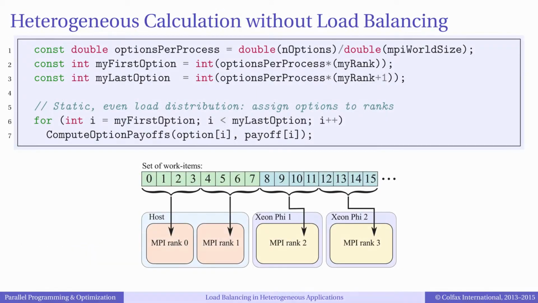One trivial choice is to assign the same amount of work to each MPI process, regardless of whether it is running on Xeon or on Xeon Phi. It is obvious that, in this case, some processes will be overloaded and some underloaded. Xeon Phi may be done with all its work and it will have to idle, waiting for Xeon to finish. In other words, we have load imbalance that can compromise performance.